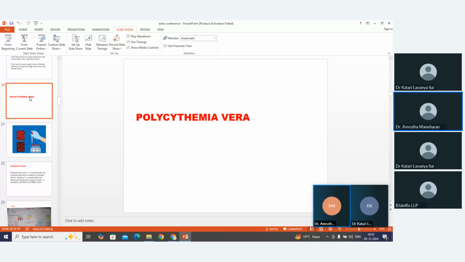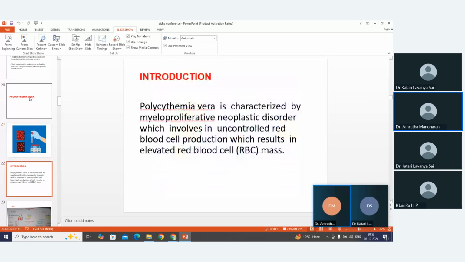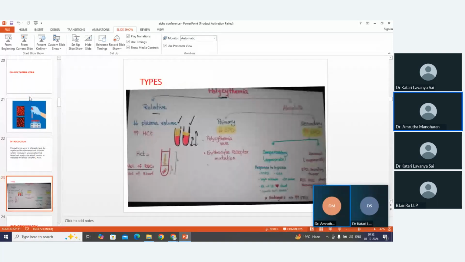So polycythemia vera is a myeloproliferative neoplastic disorder, which involves uncontrolled red cell production, which results in elevated red blood cell mass. There is an uncontrolled production of red cells in the body, thereby there is an increase in red cell mass. This is the simple pathology behind polycythemia.